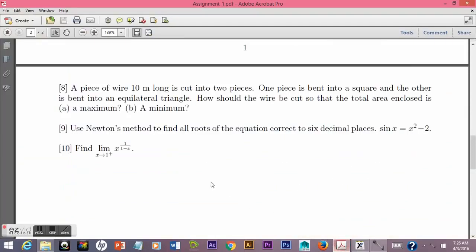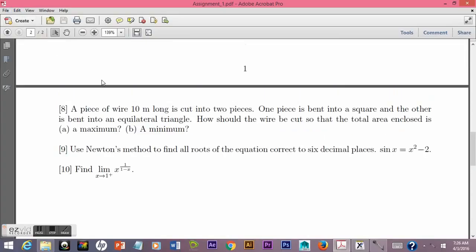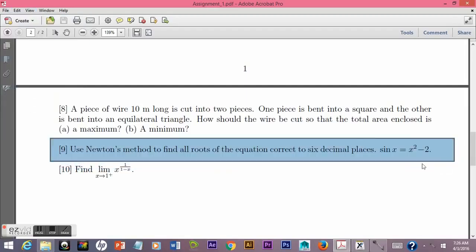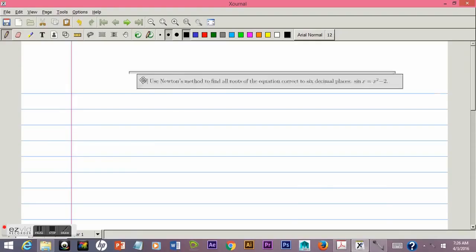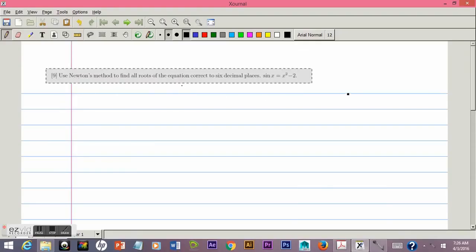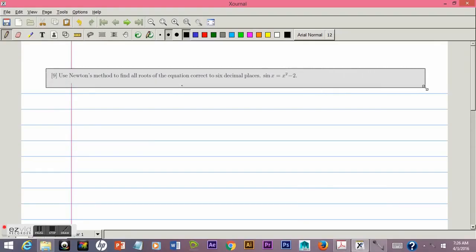Okay guys, let's look at the Newton's method to solve question number 9. So let's take question number 9 and we'll solve it using Newton's method. The question says use Newton's method to find all the roots of the equation to 6 decimal places.